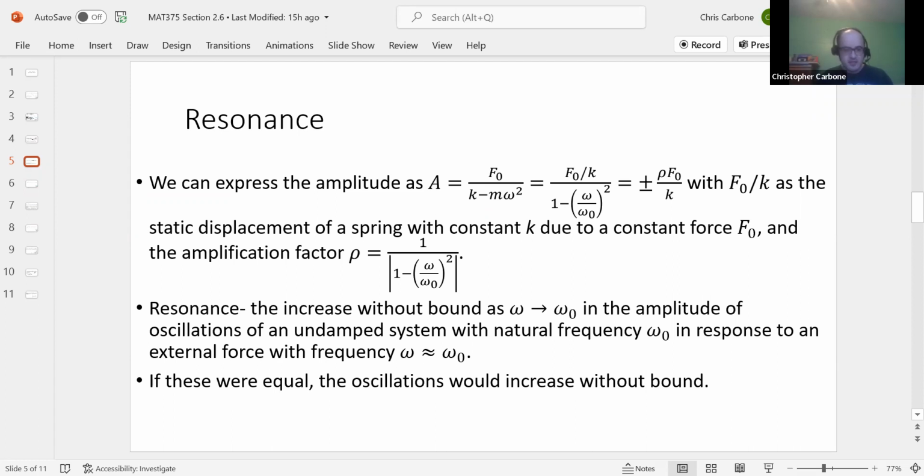Resonance is where the amplitude increases without bound as omega approaches omega sub 0, and the amplitude of oscillations of an undamped system with natural frequency omega sub 0 in response to an external force with frequency omega being approximately omega sub 0. If these were equal, the oscillations would increase without bound.